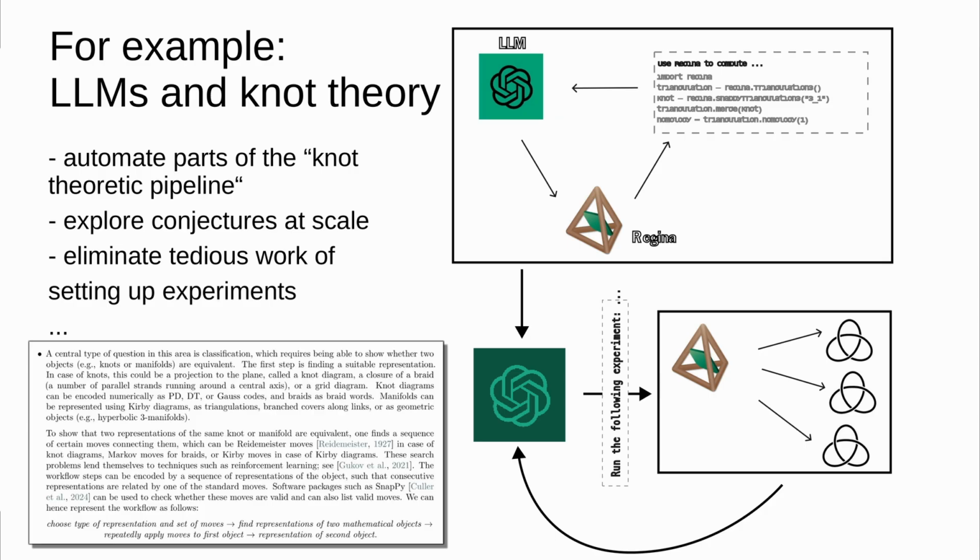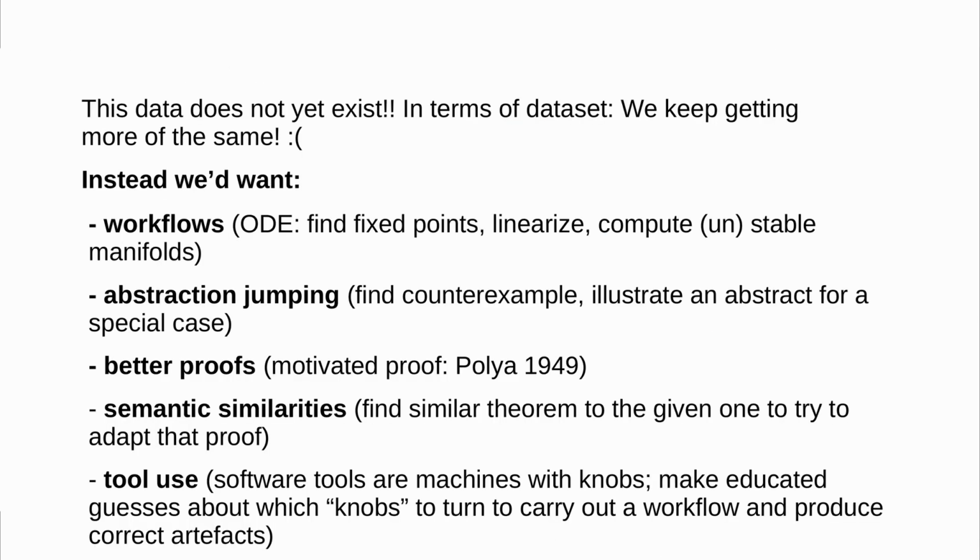You'd want to make conjectures about relationships between knots, kind of like in the Nature paper from 2021 by Davies, where they found a single relationship and explored just a few conjectures. You'd want to really do this at scale in a much more automated way. And for this, unfortunately, data does not exist at all.